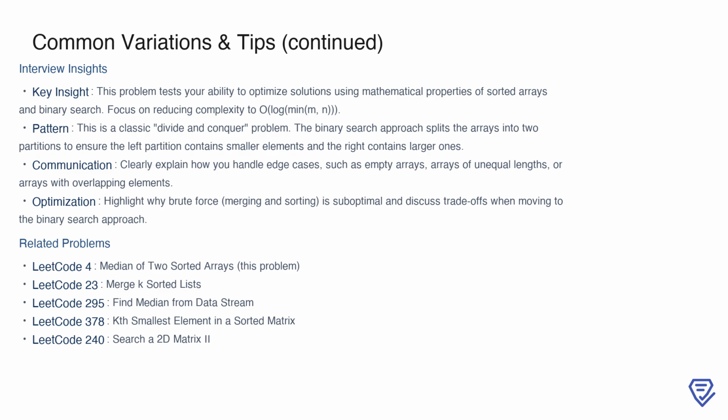Another important aspect is communication. During an interview, be sure to clearly explain how you handle edge cases, such as empty arrays, arrays of unequal lengths, or overlapping elements. Finally, when discussing optimization, emphasize why a brute force approach, like merging and sorting, is suboptimal, and highlight the trade-offs involved as you transition to the binary search method. To deepen your understanding, you can explore related problems, such as merging k-sorted lists or finding the kth smallest element in a sorted matrix, which share similar patterns.